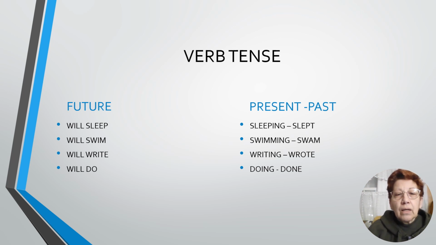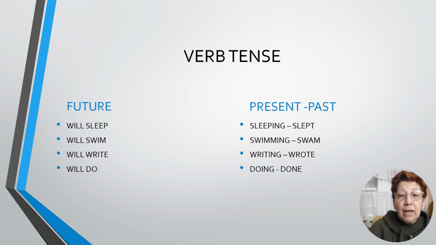Will swim. I will swim in the race at the end of the year. Now we're going to do the present tense. I am swimming today to practice. I swam in the afternoon yesterday. I swam yesterday to practice.